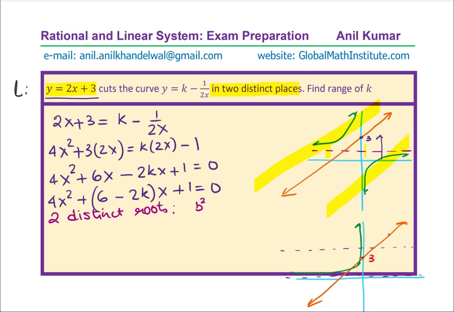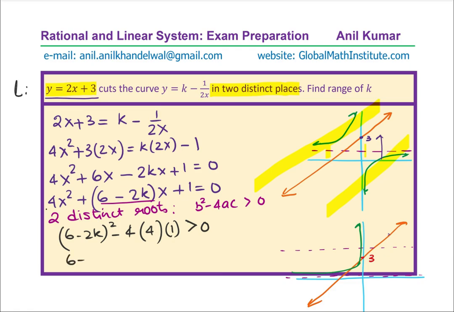That means b squared minus 4ac is greater than 0. Now b is 6 minus 2k. So we can say that (6 minus 2k) squared, minus 4 times a, which is 4, and c is 1, should be greater than 0. So we can now expand this and find our solution, right?